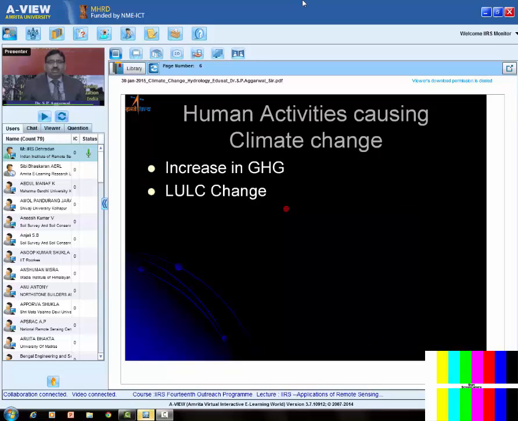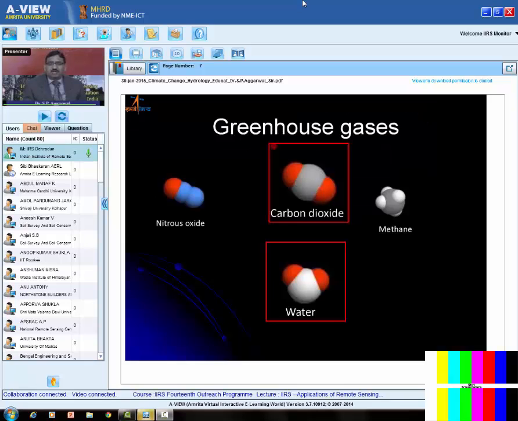Now, human activity is causing climate change through GHG, greenhouse gases, and LULC change. I will discuss both. So what are the greenhouse gases? You are aware of them: carbon dioxide, nitrous oxide, methane. They are the famous greenhouse gases. But let me tell you, another very important gas is water vapor, which also increases the temperature.